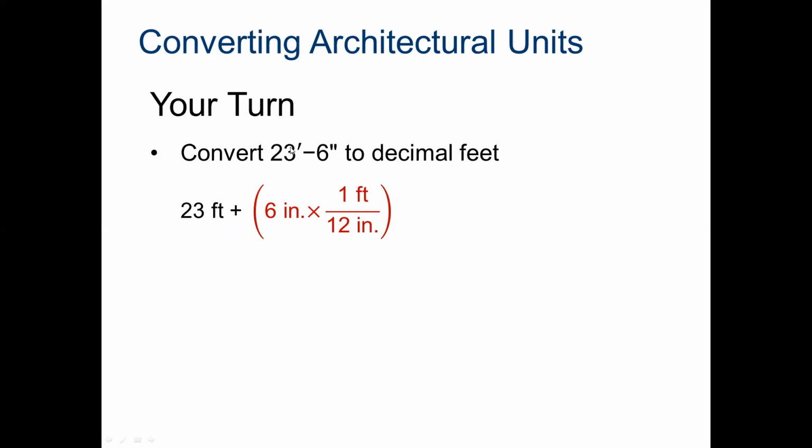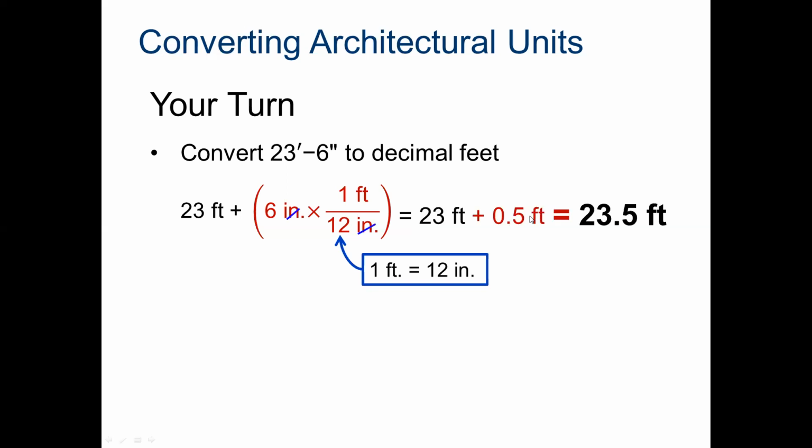The 23 is already in feet, so we don't need to do anything with it. You just need to take this 6 inches. And maybe you thought to yourself, oh, 6 inches is 1/2 foot, so that's 23.5 feet. Let's see, 6 divided by 12 is also going to get us 0.5. And so that's what we get, 23.5. 6 divided by 12, 6 is 1/2 of 12.